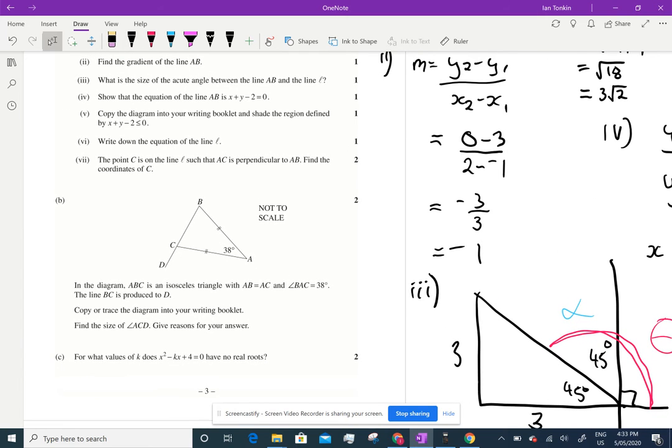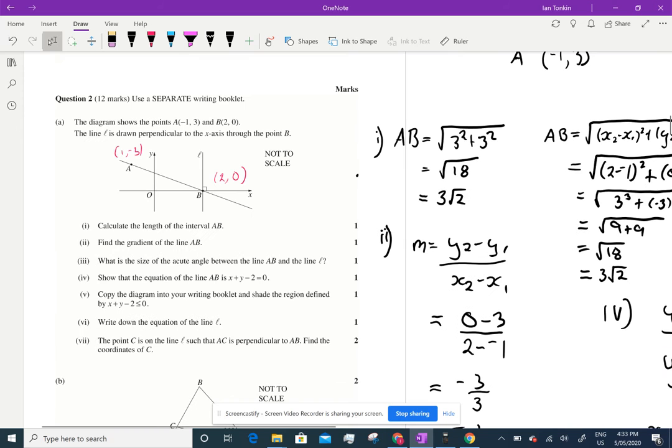Now, write down the equation of the line L. Well, L is a vertical line. And if L is a vertical line, it means that x equals whatever the value is, x equals 2.